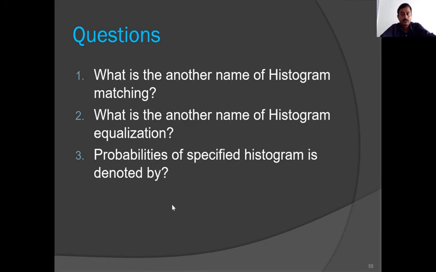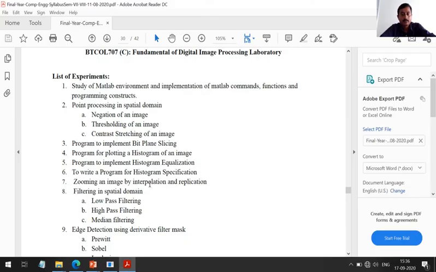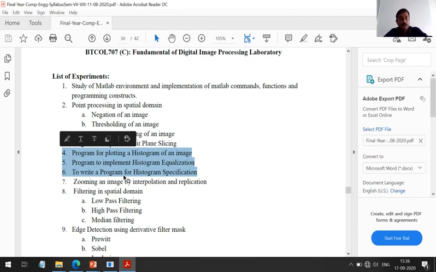Let me show you the list of practicals. Now we have 3 practicals based on histogram processing. First one is a program for plotting a histogram of an image. Second one is a program to implement histogram equalization, and then a program for histogram specification.